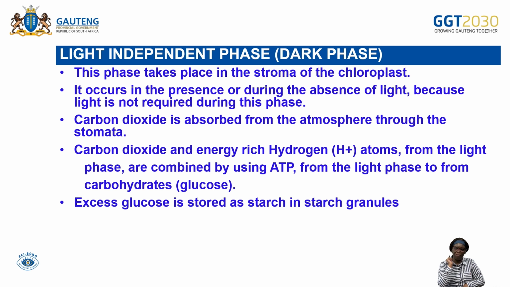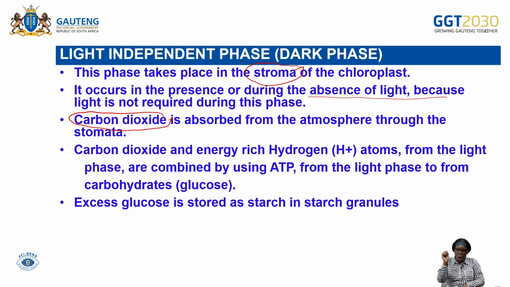Let's have a look at the dark phase of photosynthesis. The dark phase occurs in the stroma of the chloroplast, meaning it can occur in the presence or in the absence of what? Of light. Light is not required during this phase. Now, the carbon dioxide, which we talked about, remember we said the stoma will do what? Will allow carbon dioxide to pass through. Now, the carbon dioxide from the atmosphere will be what? Will be absorbed into what?